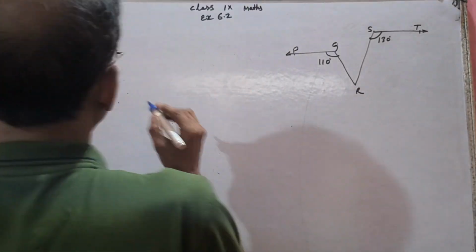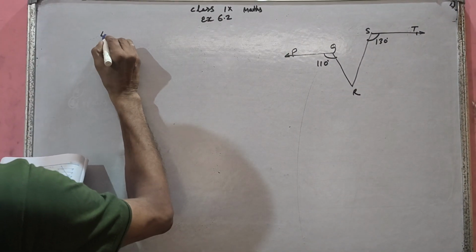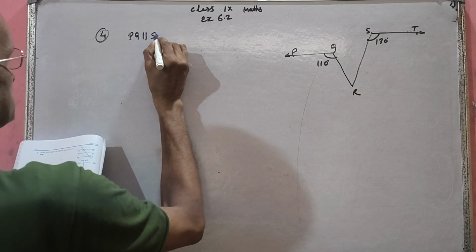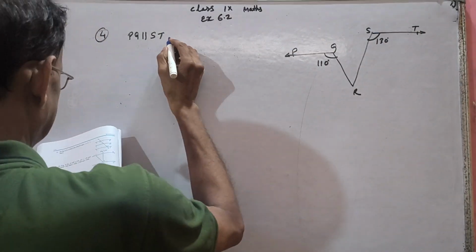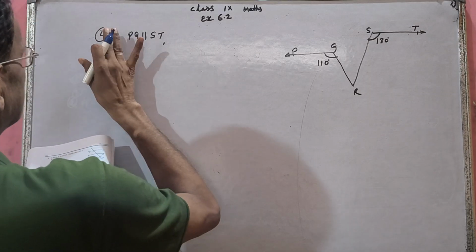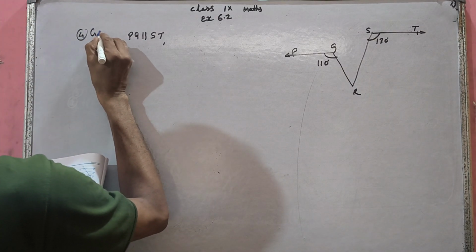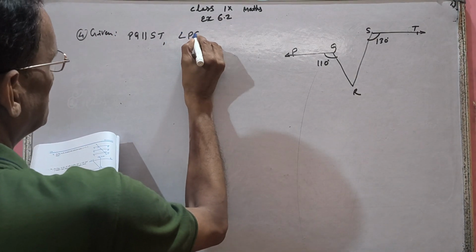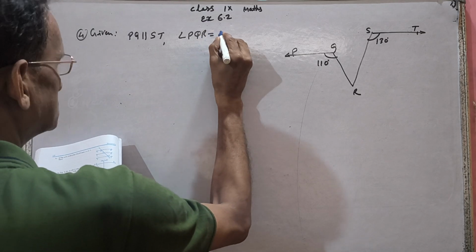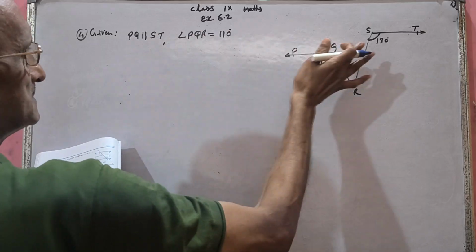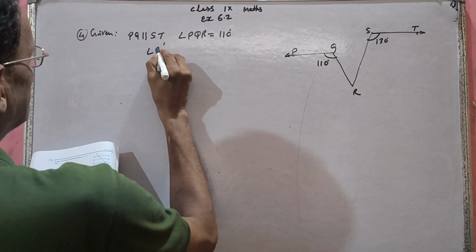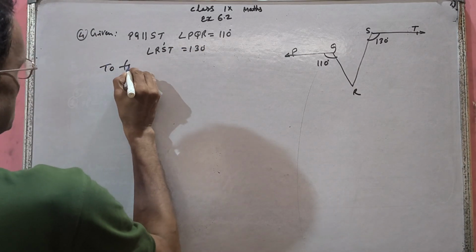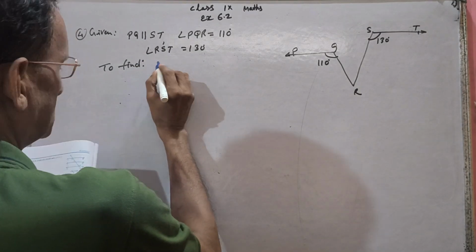Okay. So this is number 4. What is given? PQ parallel ST is given. First we always write given. And angle PQR is equal to 110 degree. It is given in the diagram also. It is not compulsory to write, but better you write. Given angle RST equal to 130 degree. We need to find angle QRS.